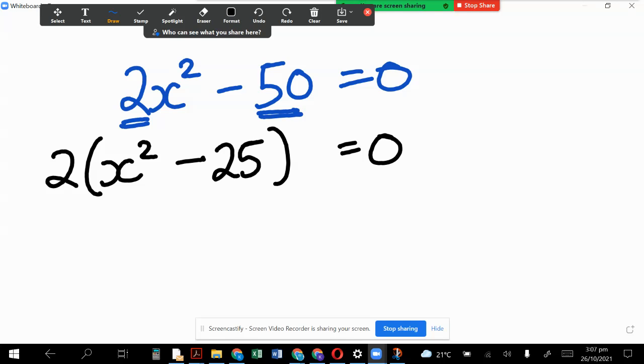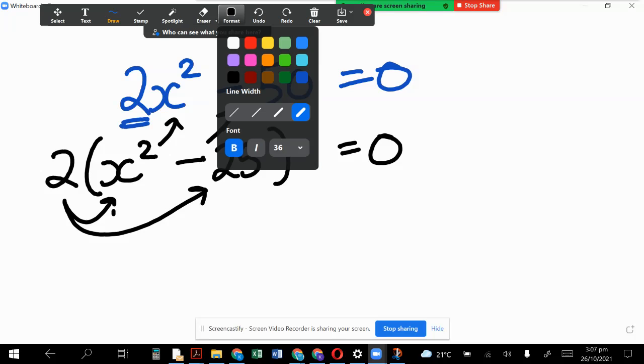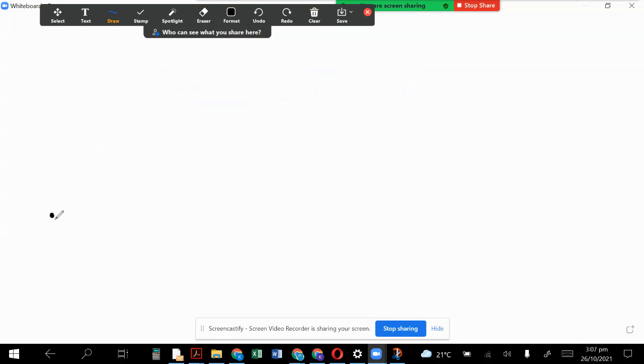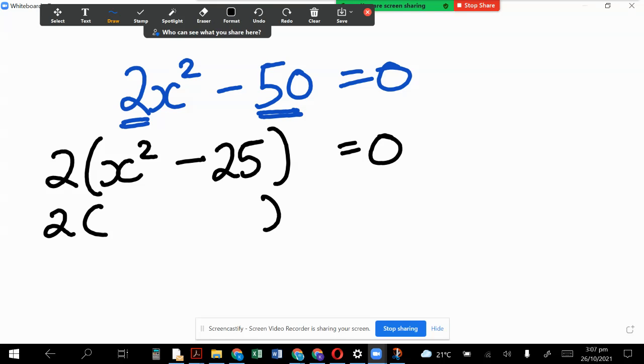If you're not sure how to do this, just remember if you multiply it back in, you've got to go back to the start. You can quickly do that and check it. The next thing is I have, again, a difference of squares. So I've got to put my alarm bell on and say, oh, it's square minus square.